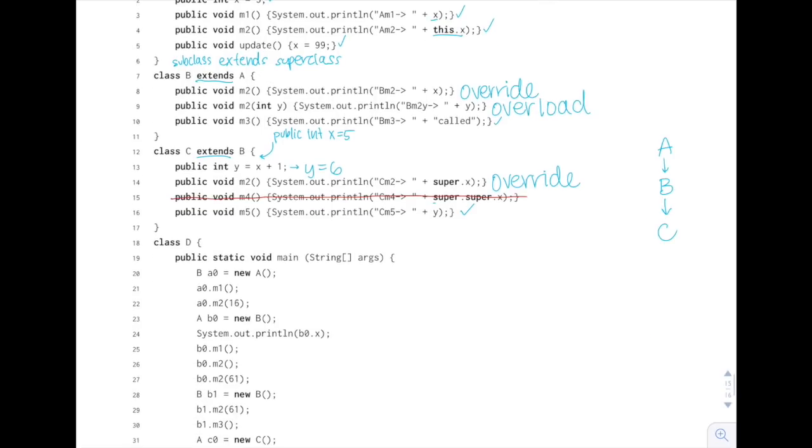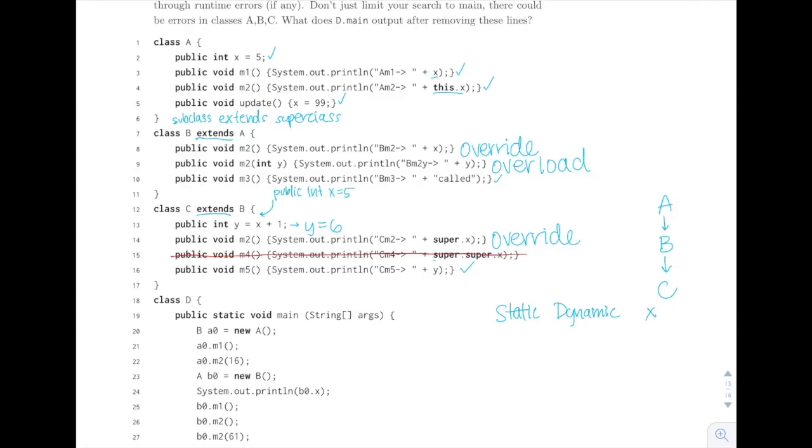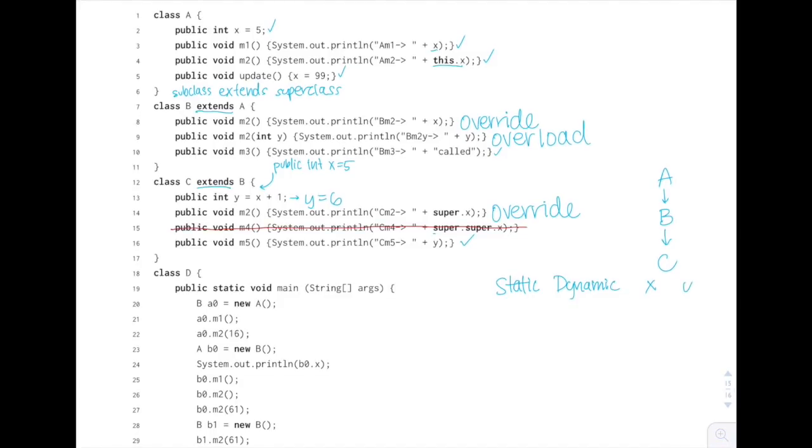Okay, so D's main method is where all the stuff happens. So let's go ahead and get started. And same as before, I'm going to keep track of a static and dynamic type chart. And in addition to that, I'll also keep track of the X attribute, because remember that it's an instance variable, so each instance of the class will have its own X, and similarly Y if applicable.